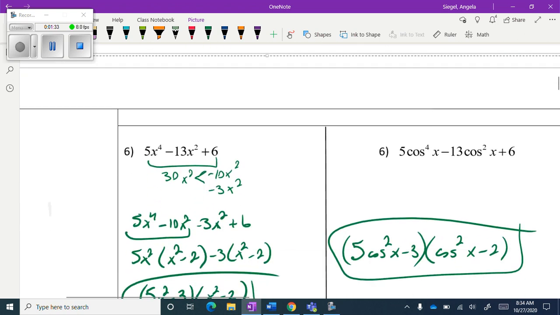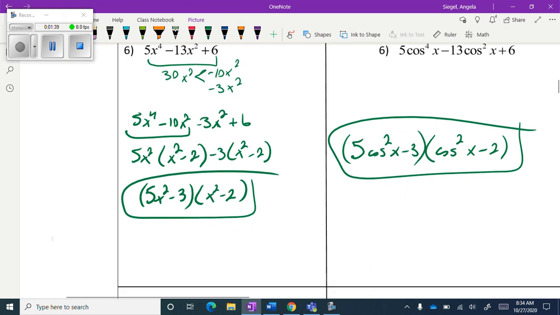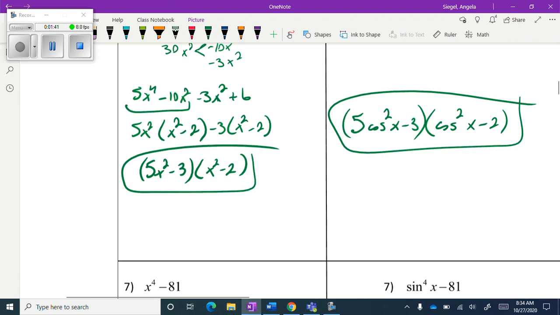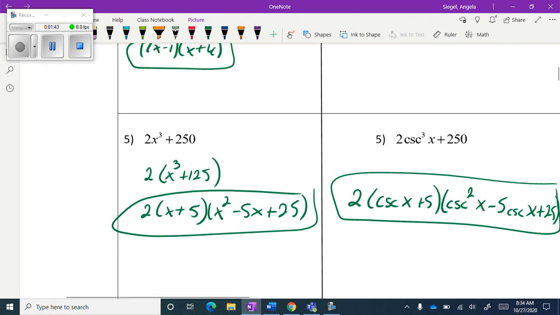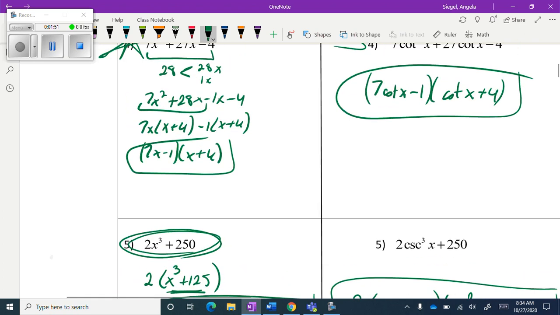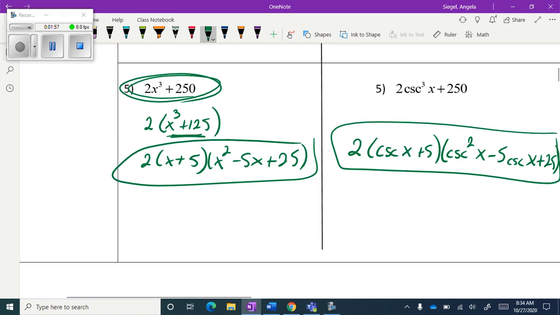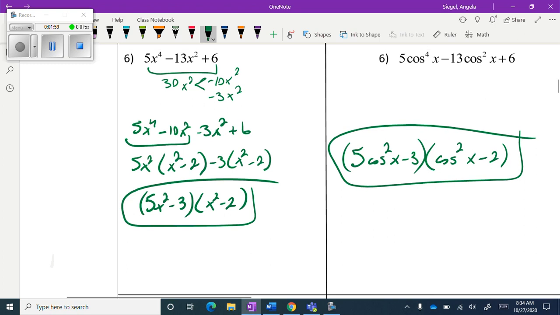And again, push pause. I'm not spending a lot of time on each one of these, but push pause and look at my work on each one of them if you're having some issues. For instance, this one is one of the sum and difference of cubes, so you might need to review that. You might also need to review factoring when there's something other than a 1 in front of the x squared. Pay really close attention to things like that.